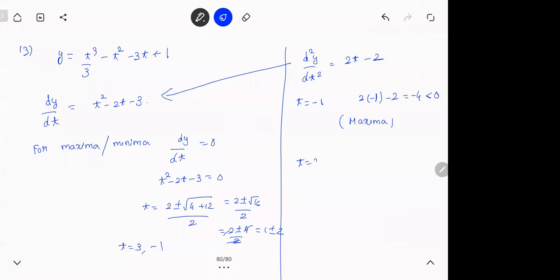I'll tell you that again. See, if you keep t equal to 3 in this double differential, 2 into t minus 2, that is 4, greater than 0. This is the minimum. This is the last step. This is what you are supposed to do. See what we did again.